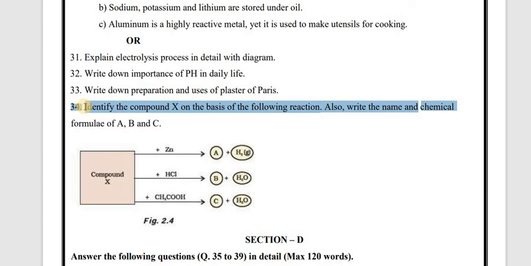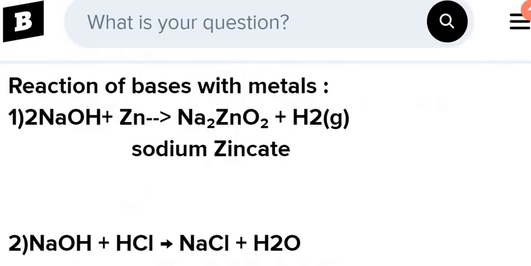Identify the compound X on the basis of the following reaction. Also write the name and the chemical formula of A, B and C. So this is the reaction of a base with a metal. First of all, we have to identify X. So the answer is X is NaOH, the sodium hydroxide.